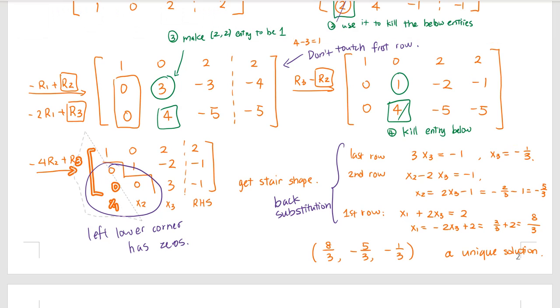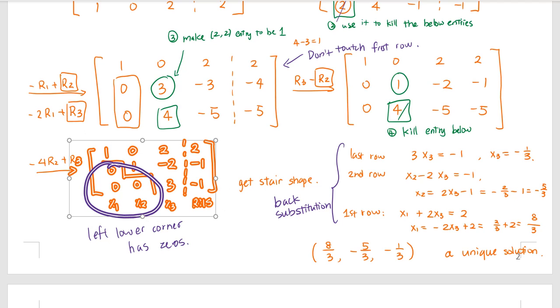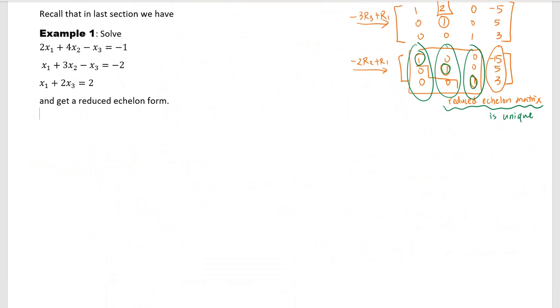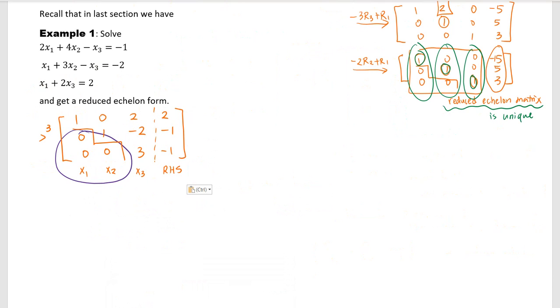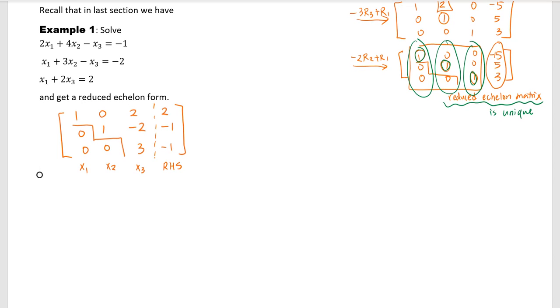So let's copy this echelon matrix right here. We're going to continue to get a reduced echelon matrix. Do you remember last session when we did Gaussian elimination, we tried to avoid fractions? But once you get to the echelon matrix and want the reduced echelon matrix, it's hard to avoid fractions. So yes, we have to have fractions in some cases.